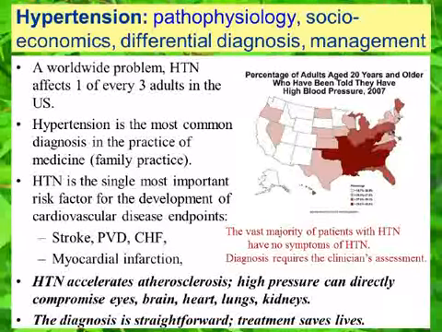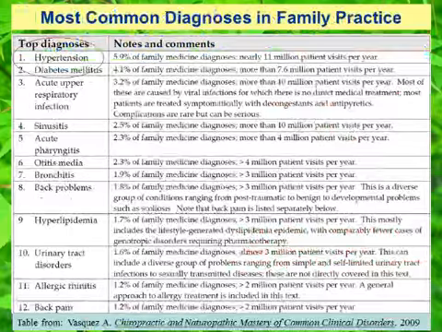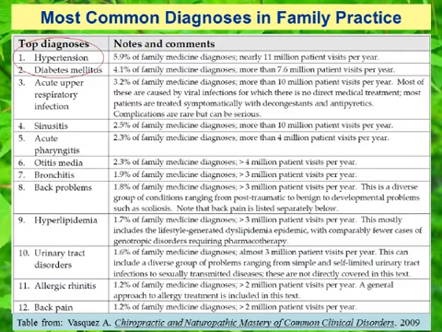The vast majority of patients with hypertension have no symptoms, and therefore the diagnosis requires the assessment made by the clinician in asymptomatic patients. Again, as you can see in this chart, hypertension is the most common diagnosis in the practice of family medicine, followed closely thereafter by diabetes mellitus, which will be a topic in one of our upcoming webinars.